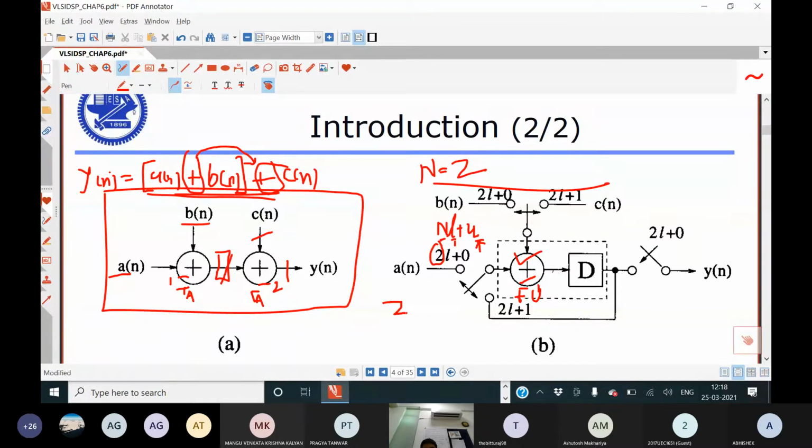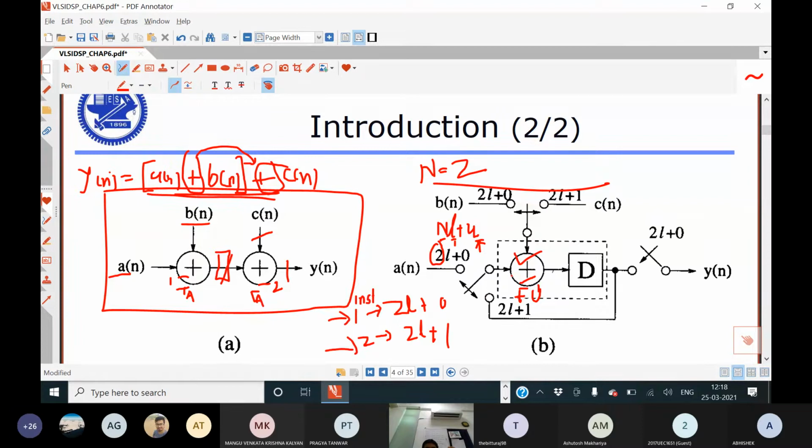N is the folding factor, L is just to define a loop, and U is an instance. So there are two instances, 2L plus 0 and 2L plus 1. As this loop runs two times, in the first instance I am identifying 2L plus 0, and in the second instance I am identifying 2L plus 1. Now in order to use these two instances, I am using a switching kind of activity. Switching will identify at which particular time a particular switch is being closed. So the first instance and second instance are defined by a switching.